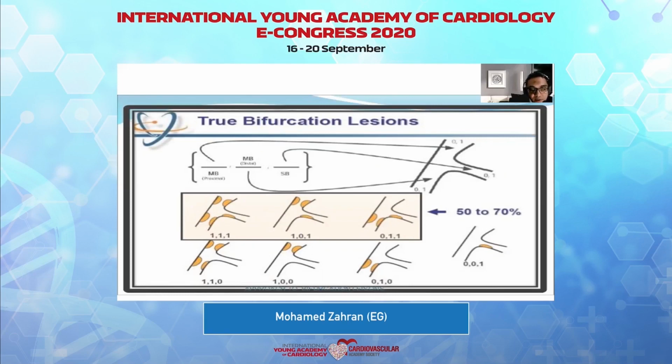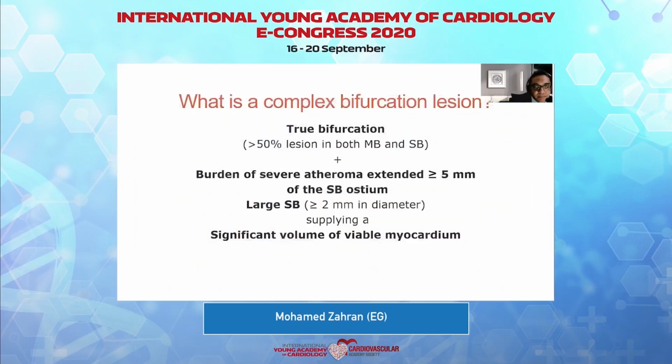Only 3 of those 7, which I previously described now, are the true bifurcation lesions, which involves 50 to 70% of the overall bifurcations. The others, the 110 and the 100 and the 010 and the 001, are not considered as true bifurcations. So what's a complex bifurcation?